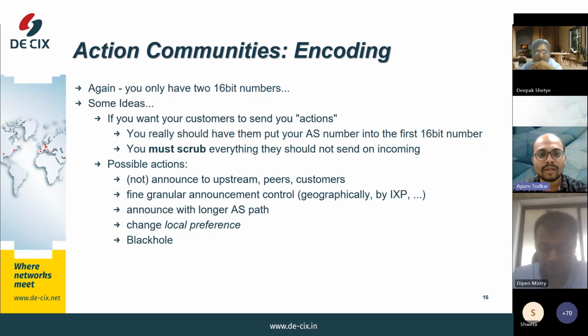So possible actions you can permit include letting your customers control whether their prefixes are to be announced or not announced to the upstream providers, to the peers, or to the customers. You might also allow them to define some more granular options if you configure it, like announcing a prefix to only certain regions, for example Europe or US, or announcing the prefixes with a longer AS path, or modifying the local preference for the prefixes. And of course, black holing is another example of using these communities for your customers.